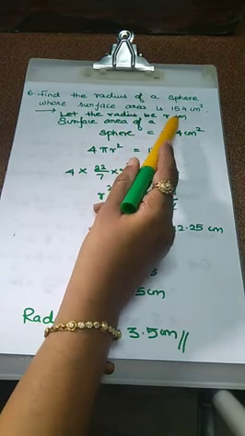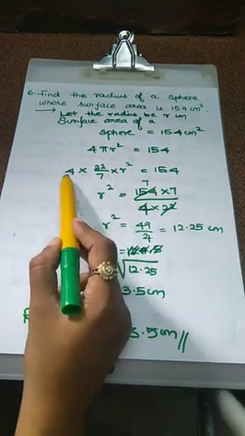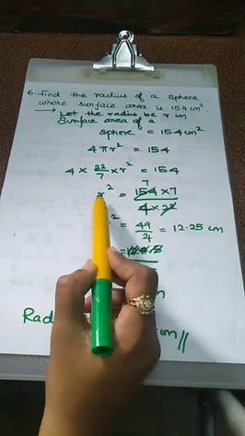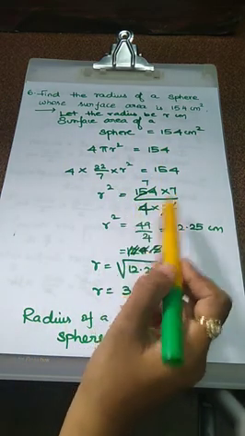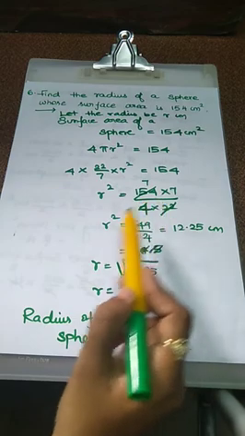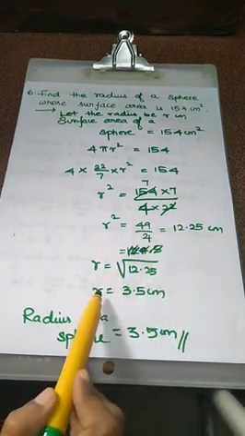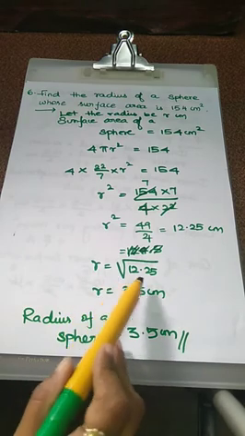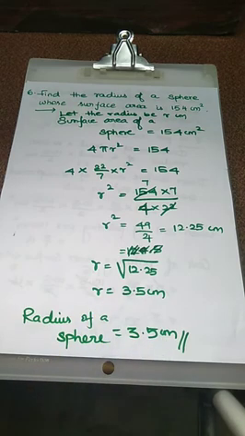Surface area of a sphere is given, that is 154 centimeter square. We have to calculate the radius of the sphere. So apply the formula, 4 pi r square equal to 154. Now 4 into pi value 22 by 7 into r square is equal to 154. Move the balance constant to RHS. So 154 into 7 by 4 into 22. Cancel the value. We get r square is equal to 12.25. Taking square root on both sides, r is equal to square root of 12.25, which is 3.5. R is equal to 3.5 centimeter. Therefore the radius of the sphere is 3.5 centimeter.